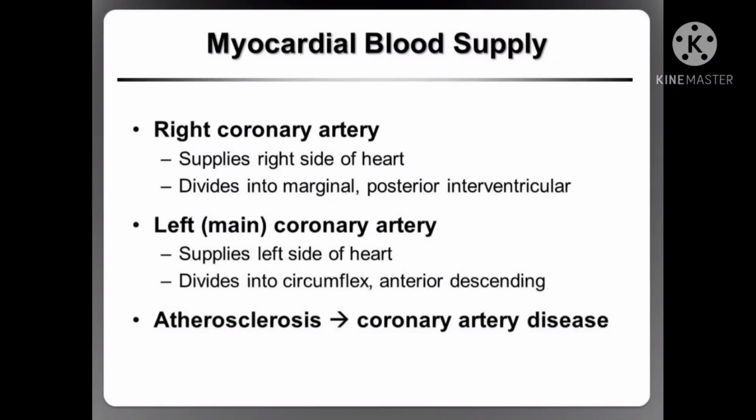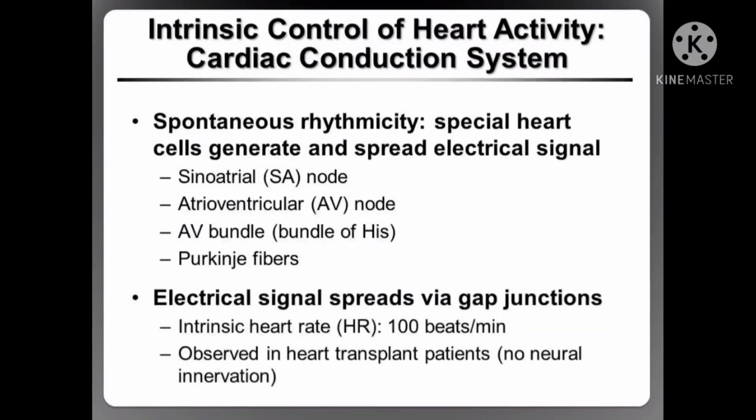Myocardial blood supply. The right coronary artery supplies the right side of the heart and divides into the marginal and posterior interventricular arteries. The left main coronary artery supplies the left side of the heart and divides into the circumflex and anterior descending arteries. Atherosclerosis leads to coronary artery disease.